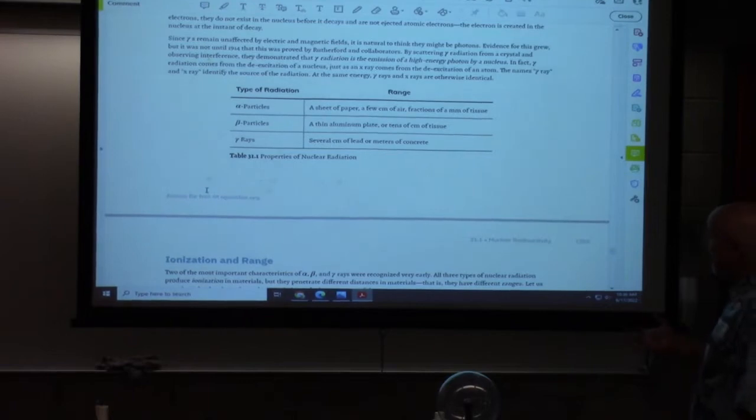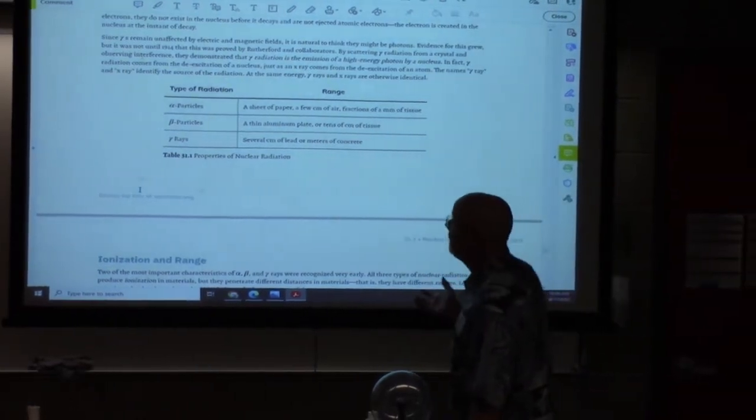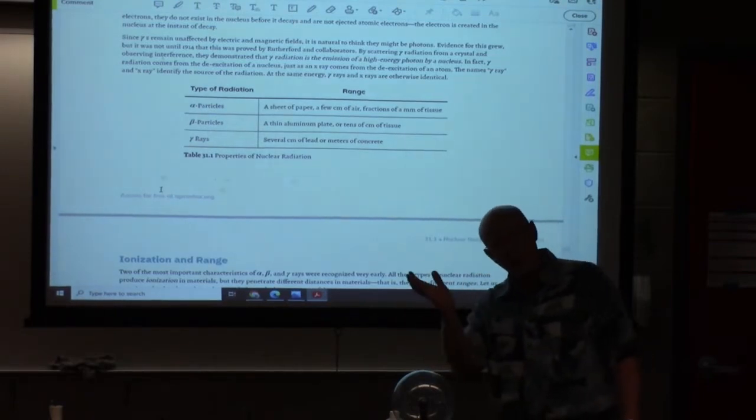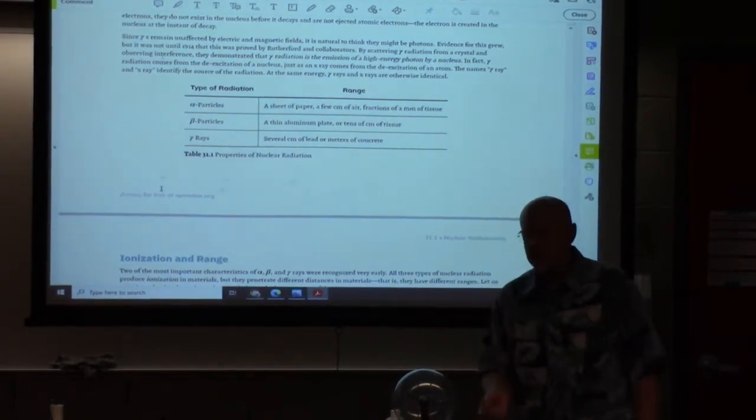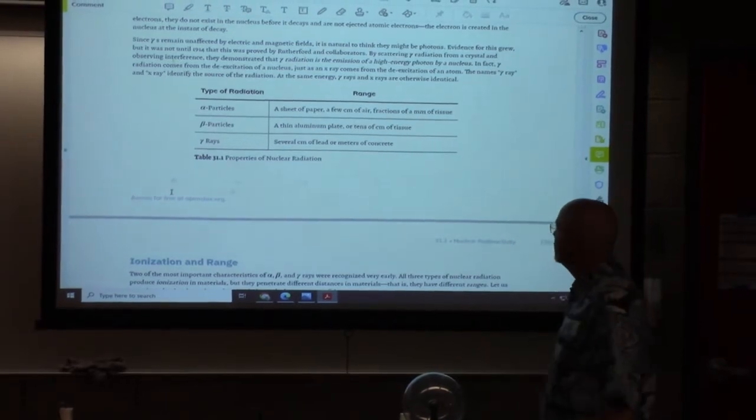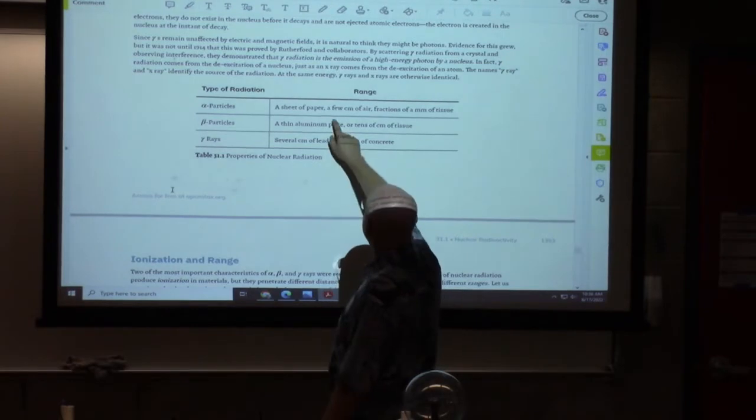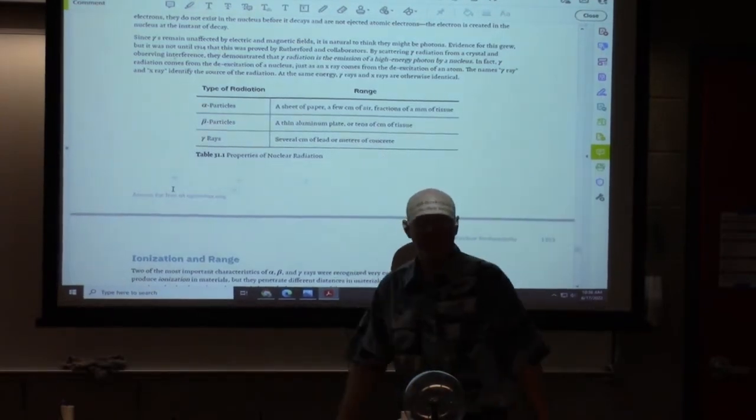And they found out that the properties of these are very different. Besides having a different charge and obviously a different curve, they have a different mass, they just behave differently. And so they found that these alpha particles can travel a few centimeters in the air.